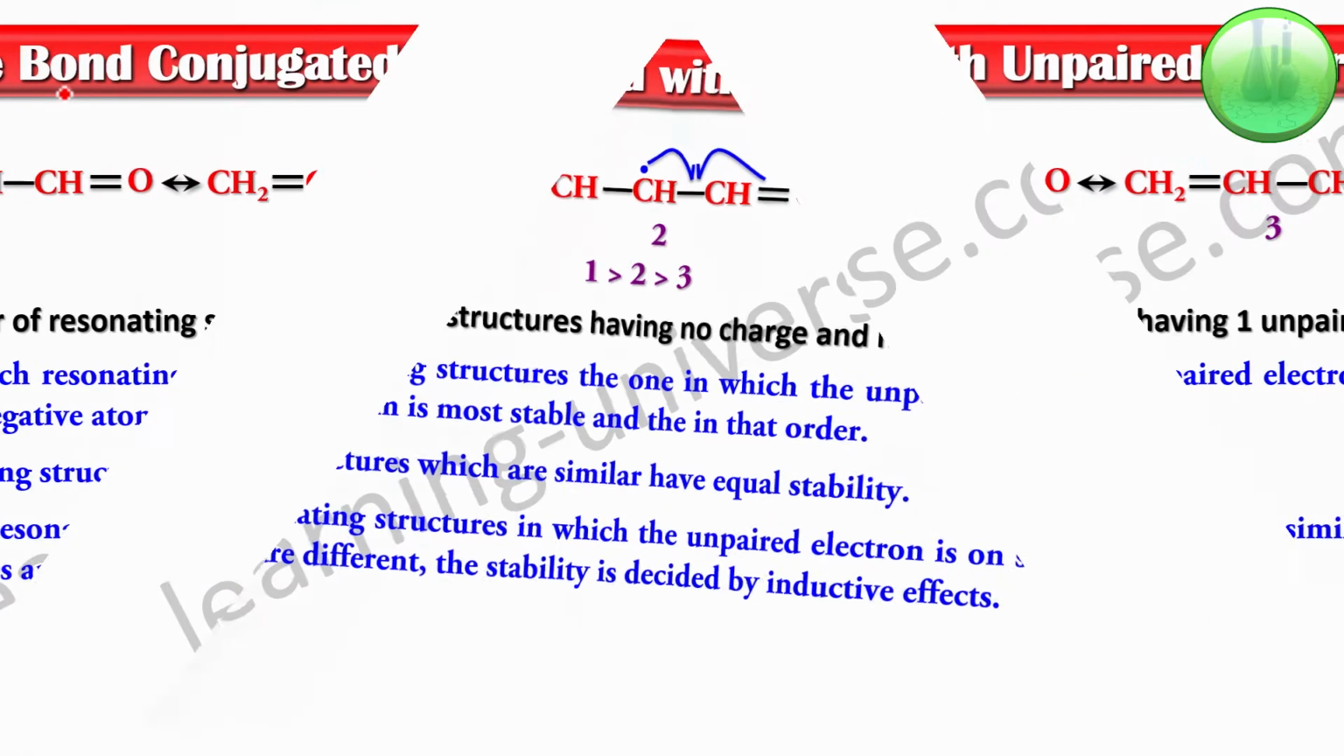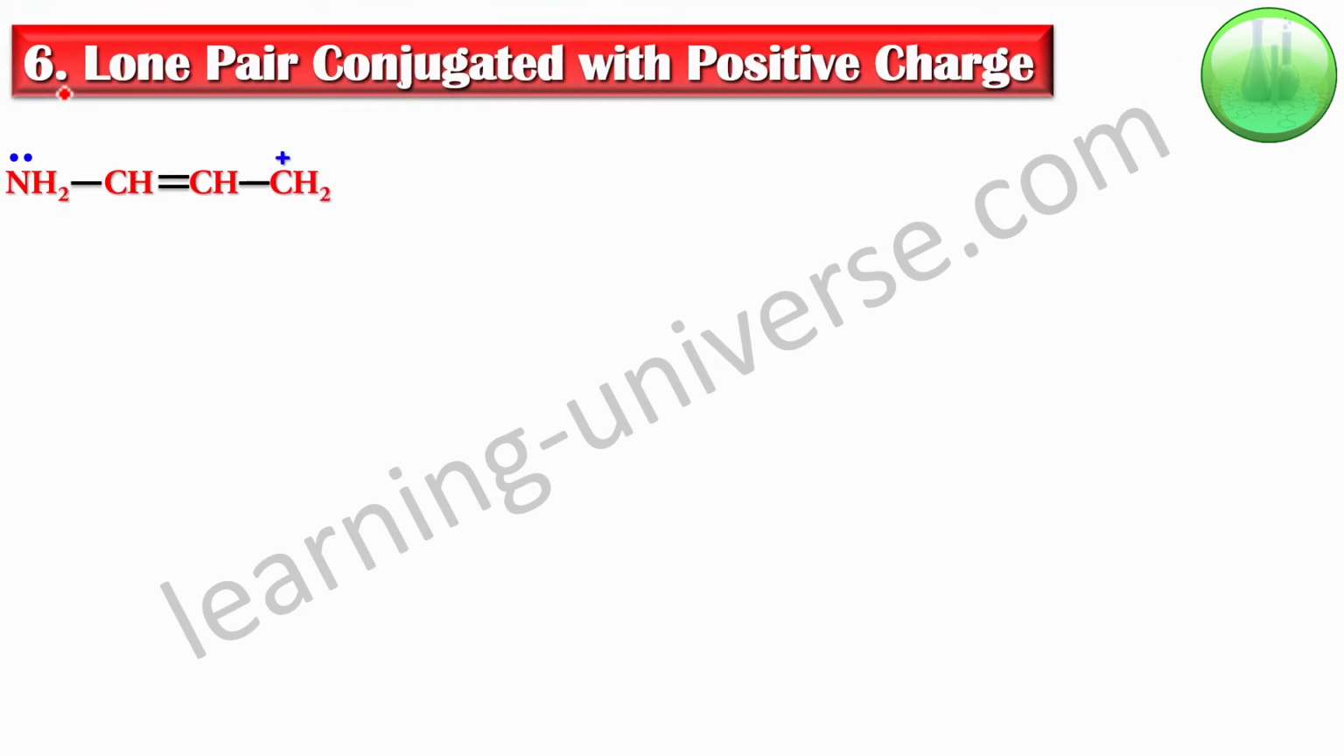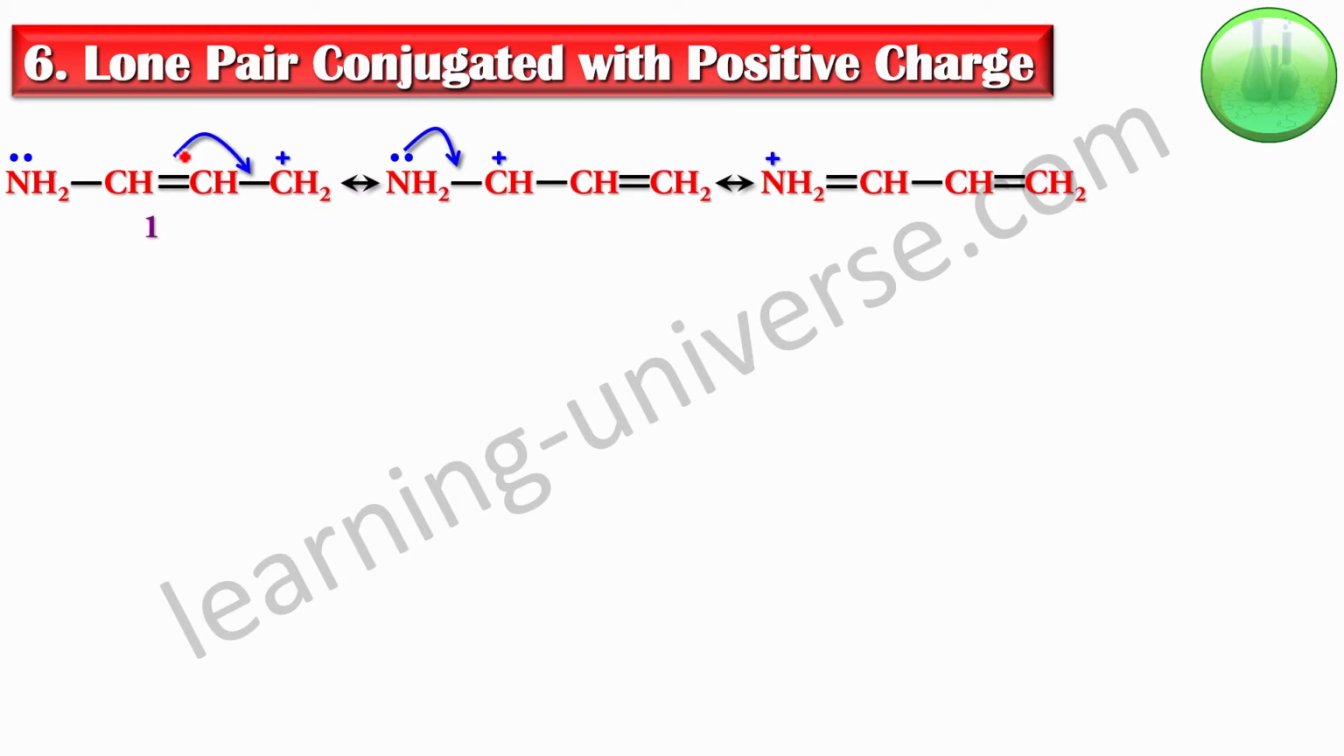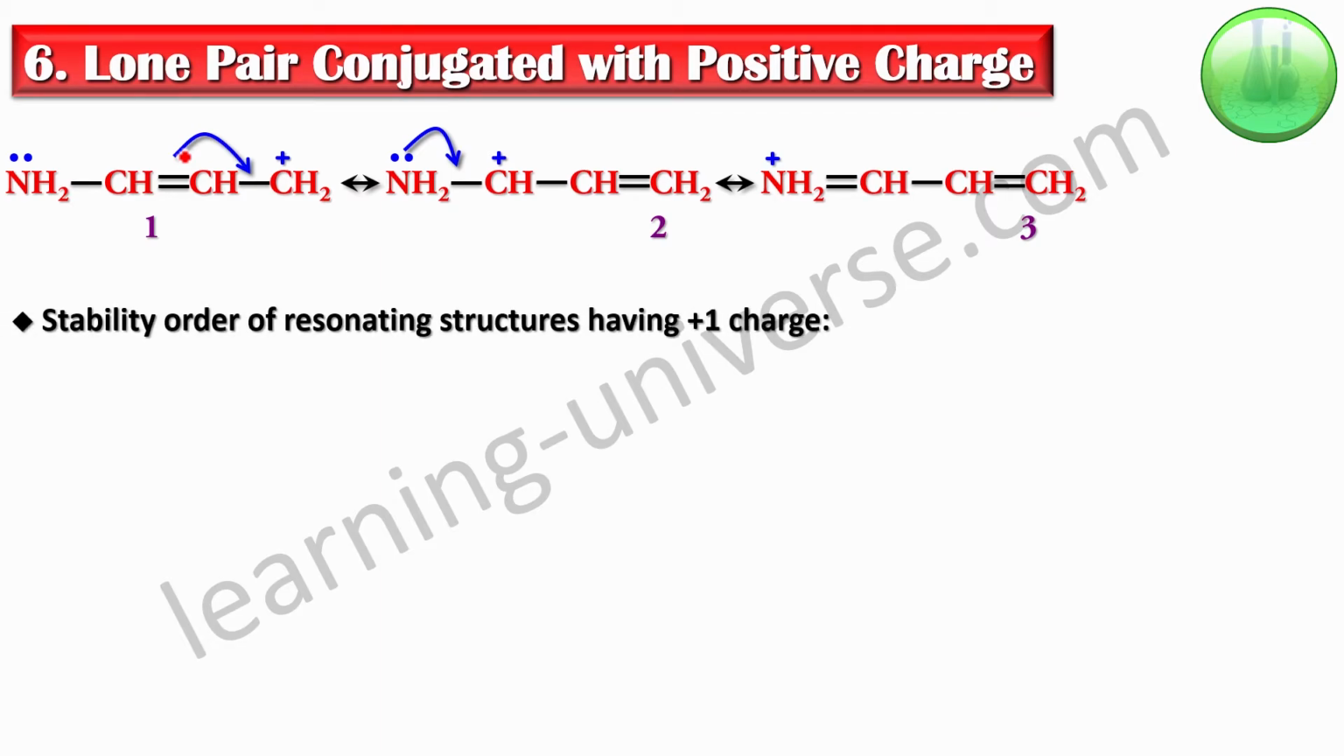And the next part is the lone pair conjugation with a positive charge. And this is the molecule. Right now the positive charge is conjugated only with a double bond, but very soon it's going to be conjugated with a lone pair because this plus is going to move here. And you are going to get this, and the lone pair comes here, and you get this: 1, 2, 3. And remember, the net charge is +1. So what was the order? I'm just repeating these points because we've already done them once.